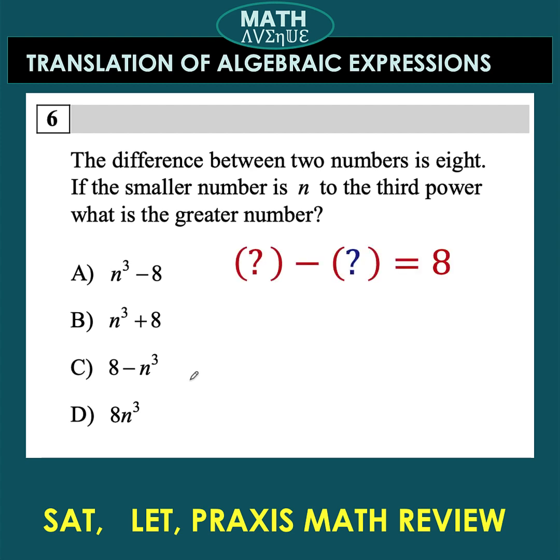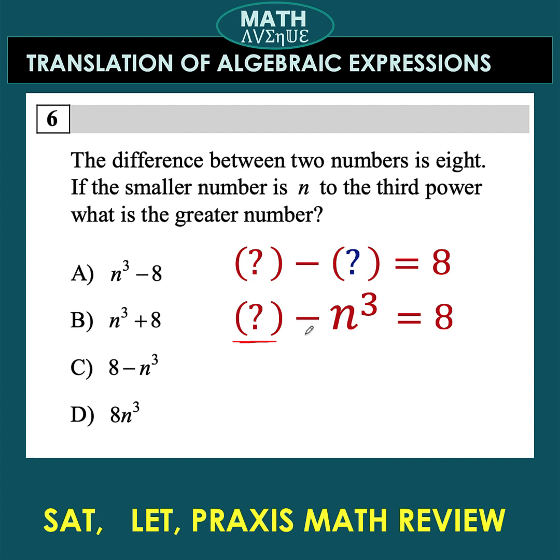We have here the difference between 2 numbers is 8. So we have the first number minus the second number equals 8. Since 8 is positive, this is the larger number, this is the smaller number. If the smaller number is n to the 3rd power, so we replace the second number by n cubed, what is the greater number? This is the greater number. So we need to solve for this.